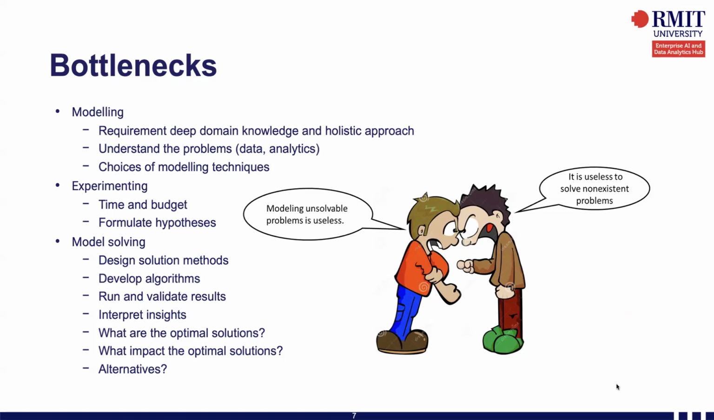And the more exciting part is model solving. We have models, we have a problem, we try to solve it. And there are so many things that we're doing here. I believe that most of us here publish a lot of papers within this space. So it's about designing solution methods, developing algorithms, running and validating results. And the rest depends on whether you're actually going to do research or deliver the solution to your stakeholders. You may want to look at how you interpret the insights. You need to see what we consider an optimal solution, and what may impact the optimal solution. We're going to see different kinds of alternatives. Like when we have multiple objectives, we want to look at a different set of solutions.